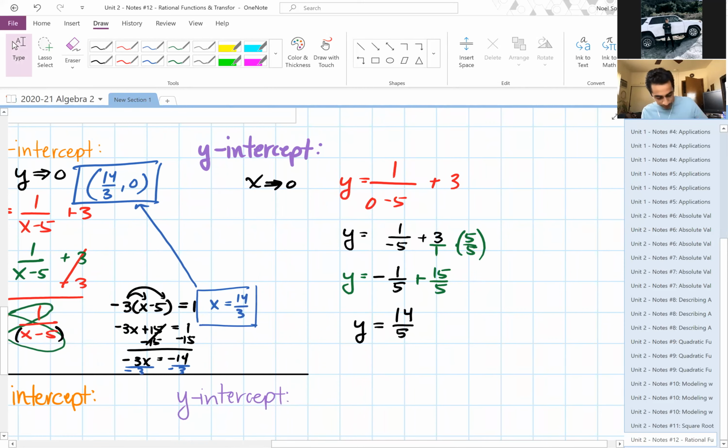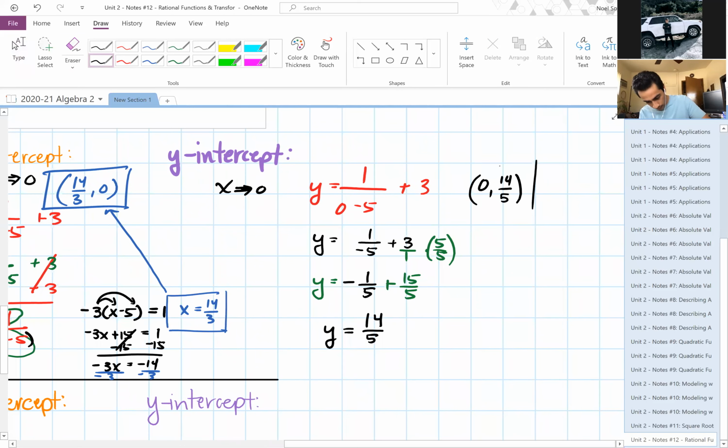So once again, turn this into a coordinate. This should be 0, 14 over 5. This is the solution that you want to box.